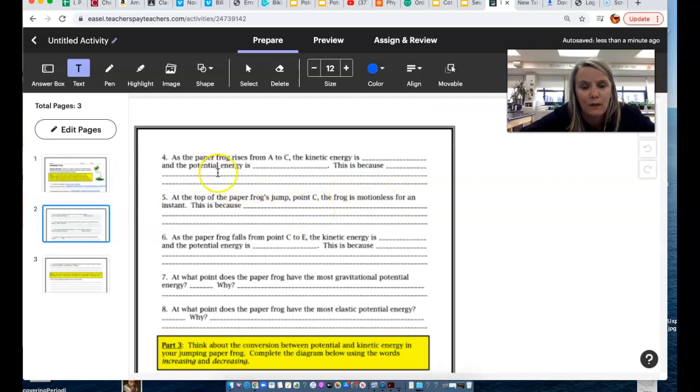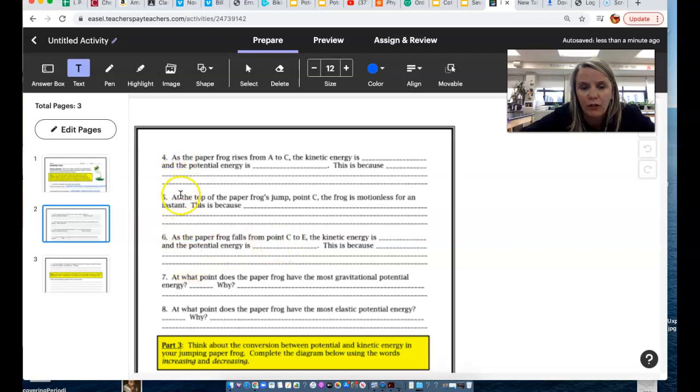Okay. Number 6, as the paper frog falls from C to E, so this is on the downward part, again, I want increasing or decreasing. The kinetic energy is blank. The potential energy is blank. Is it increasing or decreasing? And is the potential energy increasing or decreasing? And why do you think that is?